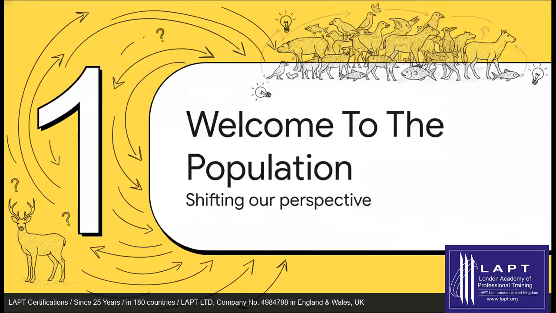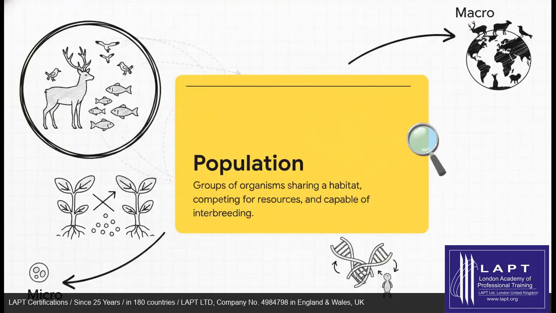Section 1. Welcome to the population. It's time to shift our perspective. So the crucial point here is that to really understand nature, we've got to stop looking at the solitary, single animal and start looking at the crowd. A population isn't just some random assortment of animals. It's a specific group of organisms in a specific geographic area. They share a habitat, they actively compete for the exact same resources, and they have the capability to interbreed, whether that's sexually or asexually. We're officially shifting our perspective from the micro straight to the macro.